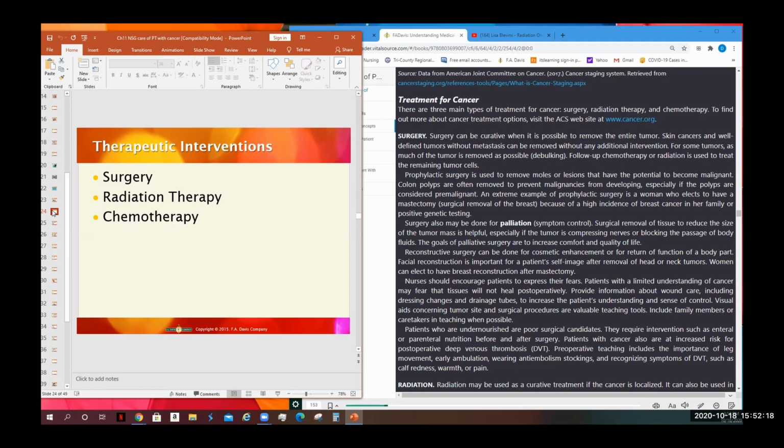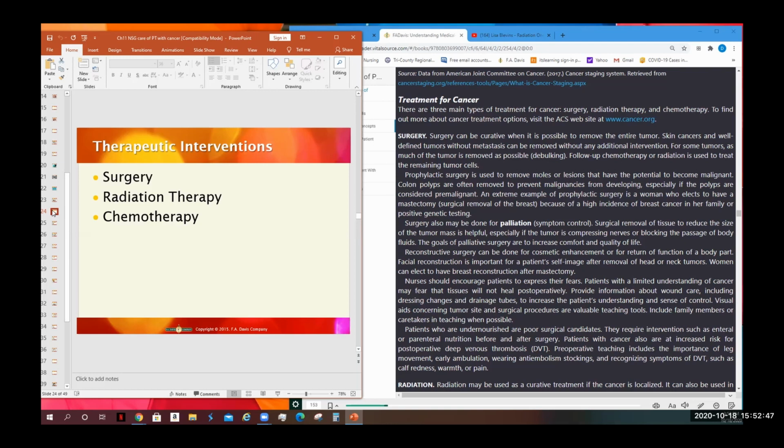Reconstructive surgery can be done for cosmetic enhancement or for return of function of a body part. Facial reconstruction is important for the patient's self-image after removal of head or neck tumors. Women can elect to have breast reconstruction after mastectomy. Nurses should encourage patients to express their fears.